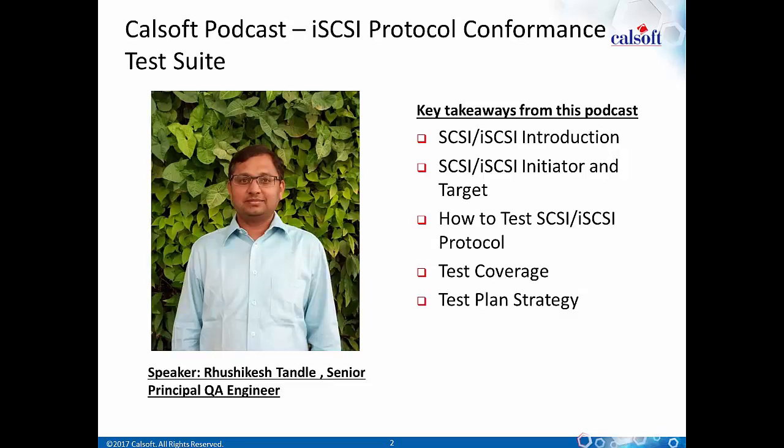And again, there are 4 different categories: N for no data, W for writing data from initiator to target, R for reading data, and B for bidirectional. Okay. Then what is iSCSI?